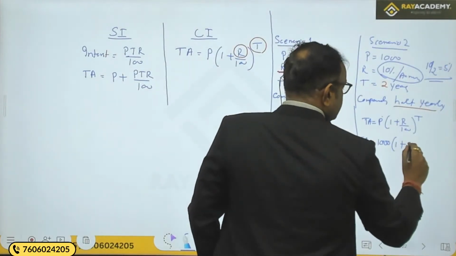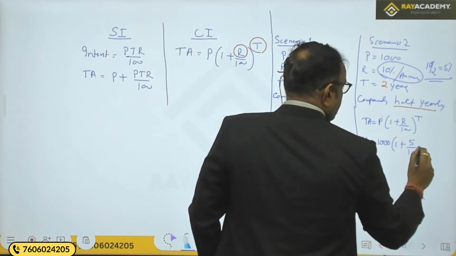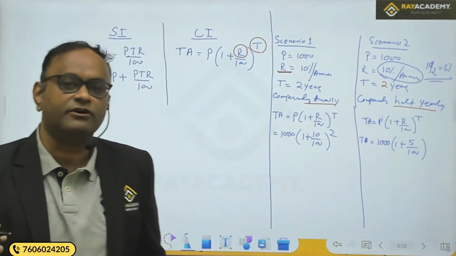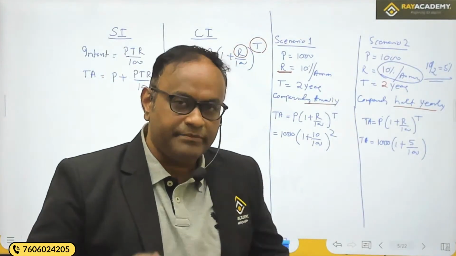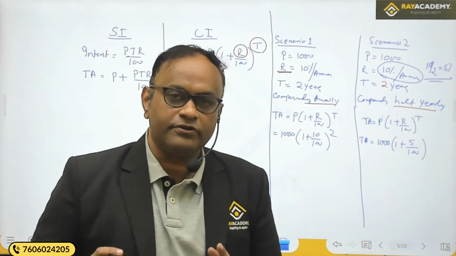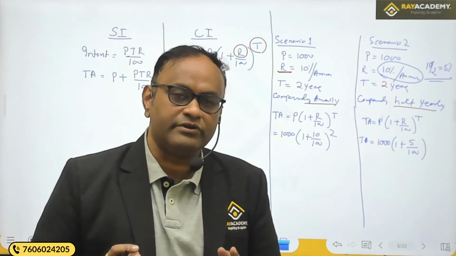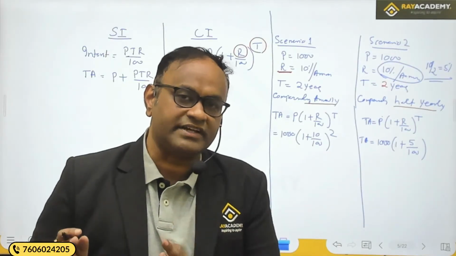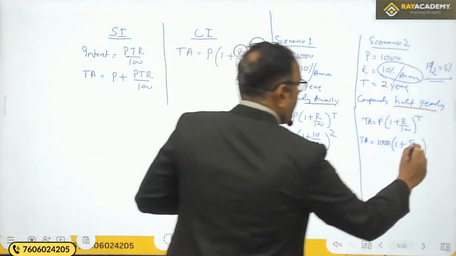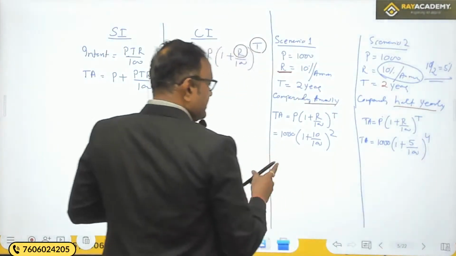So you can take this as 5/100 to the power t. T is how many compounding periods there are. Every 6 months there is compounding, so in 2 years how many 6 months are there? 4 times: 1 year has two 6-month periods, and another year has two more. So the answer will be 4. So this is the difference.